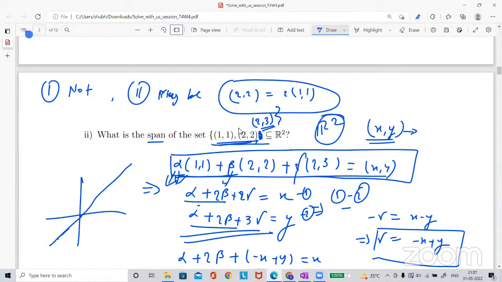If the span contains, suppose the case here is (1,1),(2,3), in this case it generates the whole R2 and these two vectors are linearly independent. In that case the word basis comes. If it spans and the vectors are linearly independent, then that set is a basis of that vector space.